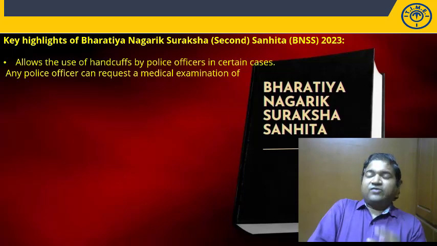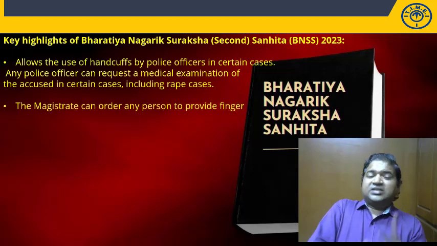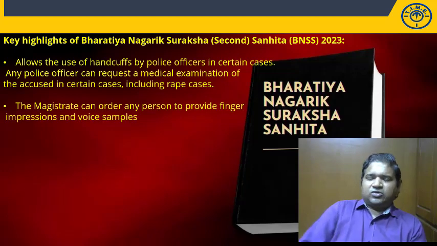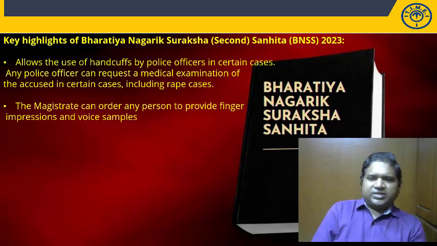A police officer can request a medical examination of the accused in certain cases, including rape cases. A magistrate can order any person to provide finger impressions and voice samples. Of course, that is to facilitate the procedure, that is to facilitate the process.